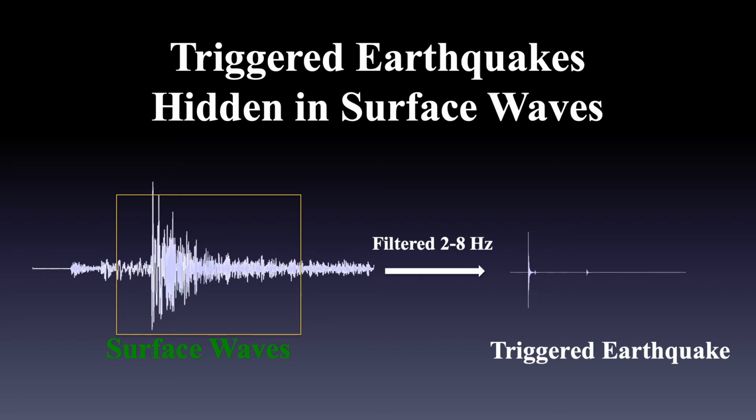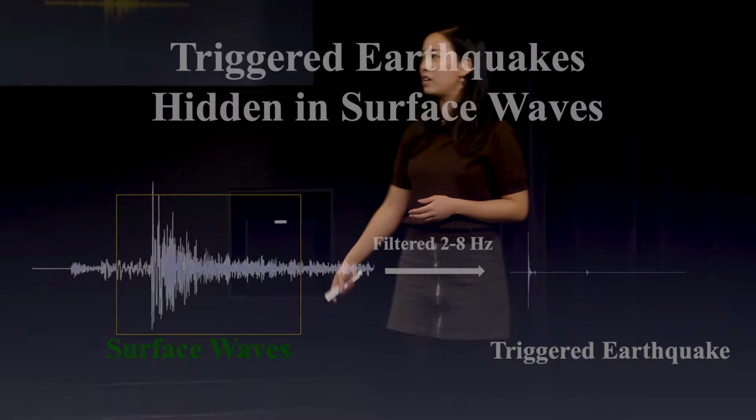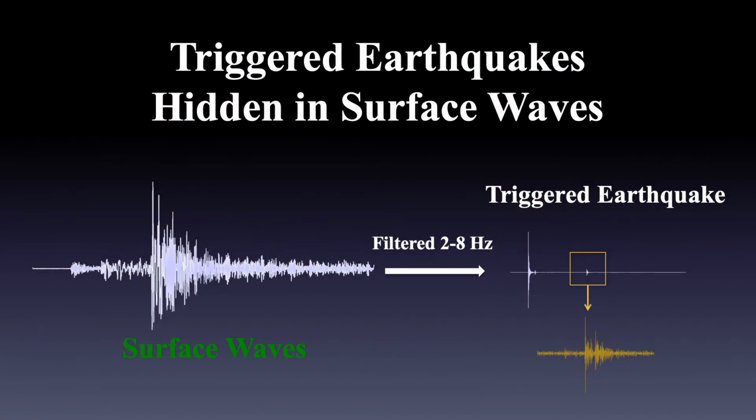So we have to filter our data. Then we are able to find these triggered earthquakes. Once we find a possible triggered earthquake signal, we need to zoom into the data to make sure it has earthquake characteristics. Then we can define it as a triggered earthquake signal.